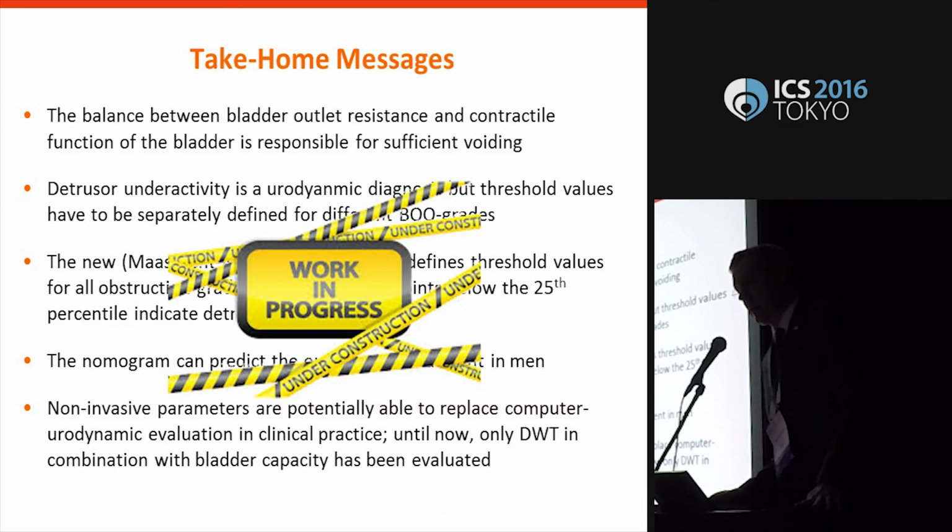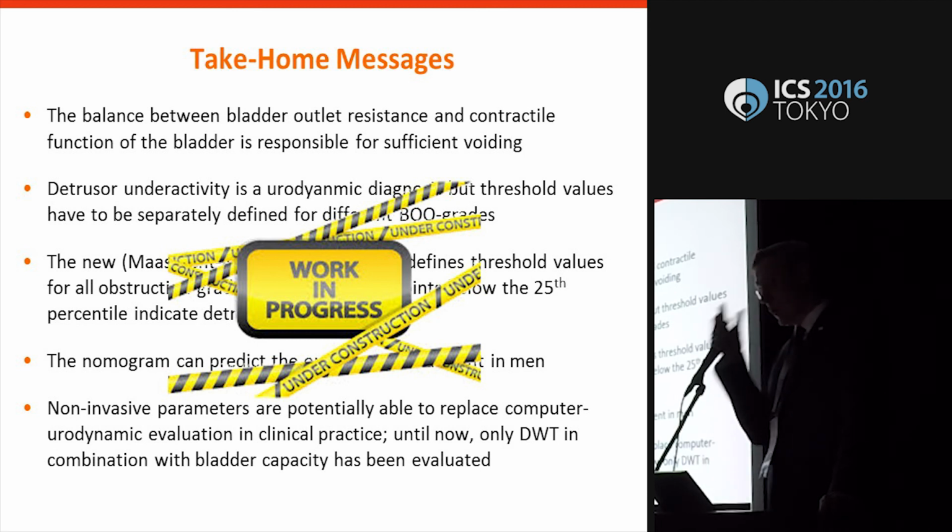So, last slide, and I will come to the end now. The balance between the bladder outlet resistance and contractile function of the bladder is responsible for sufficient voiding. Detrusor underactivity is a urodynamic diagnosis, but threshold values have to be separately defined for different BOO grades. So there's not a single threshold value for all patients, at least not for all male patients. This new nomogram we call the Maastricht and Hanover nomogram defines the threshold values for all obstruction grades. So the BOOI and the Wmax data points below the 25th percentile indicate detrusor underactivity.